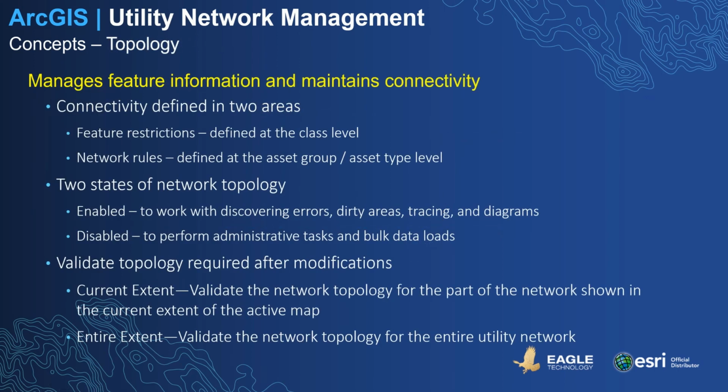Information inside your network topology is stored as binary pages. This allows things like tracing and diagram functions to read and process information about the network in a really efficient manner, as opposed to retrieving information directly from individual features in your network, as you would say in a geometric network trace task. Connectivity is defined by feature restrictions at the class level, then by network rules defined by valid asset group and asset type combinations.